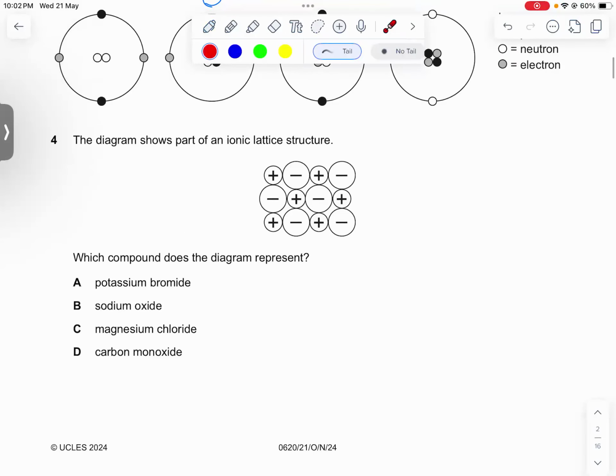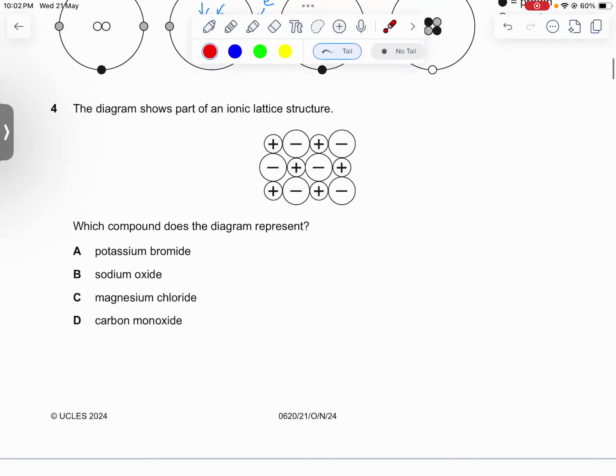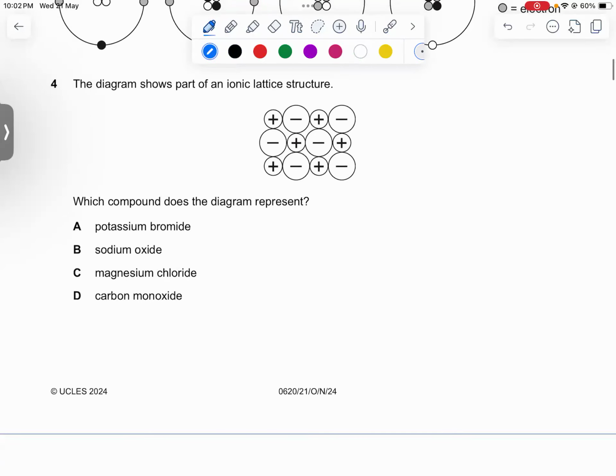Next question: the diagram shows part of an ionic lattice structure. Which compound does the diagram represent? As we can see, it contains an equal number of positive and negative ions. For example, potassium bromide would be KBr, which means a ratio of 1:1. So A would probably be the right answer, but let's look at the others as well. Sodium oxide is Na2O. That is not it, because with Na2O there would be twice the number of positive ions as negative ions.